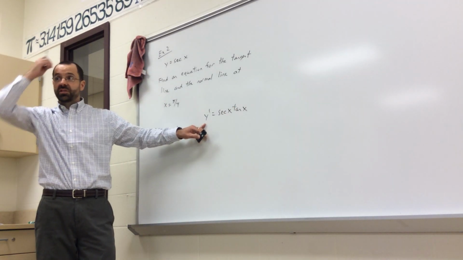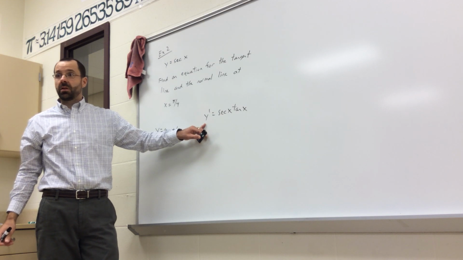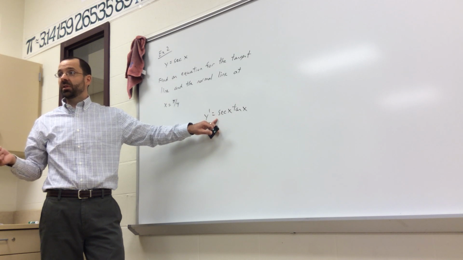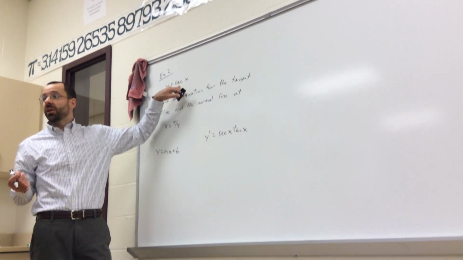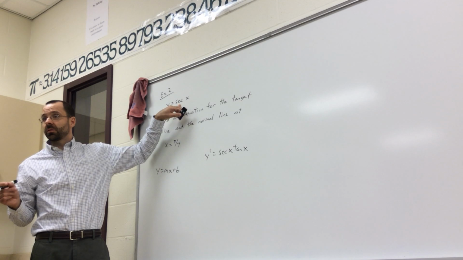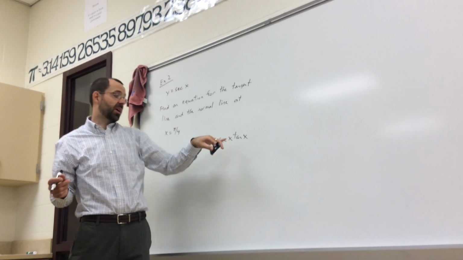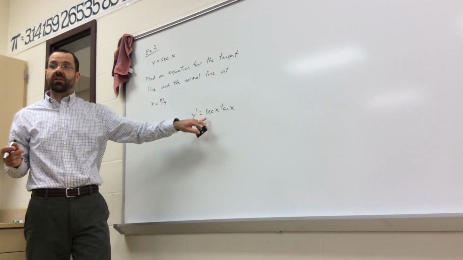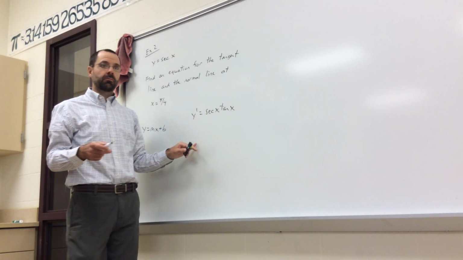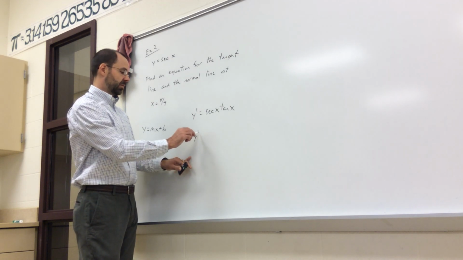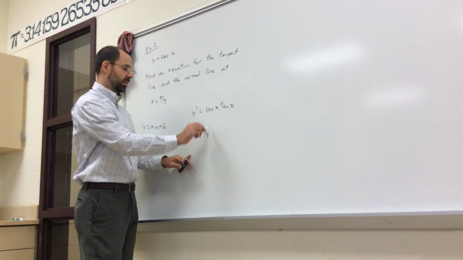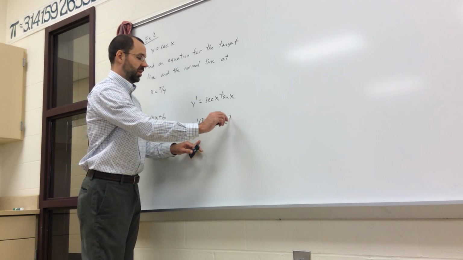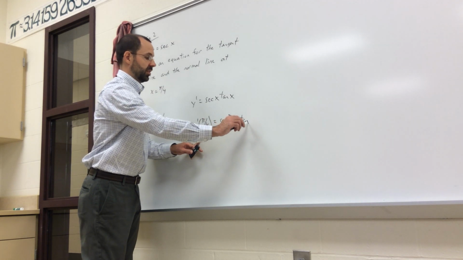So the derivative is secant times tangent. This is a formula that'll output the slope of this curve at any point. In particular, I care about the slope of this curve at pi over 4, so I need to plug pi over 4 into this. I need to take y prime and plug pi over 4 into it. That's going to be the secant of pi over 4 times the tangent of pi over 4.